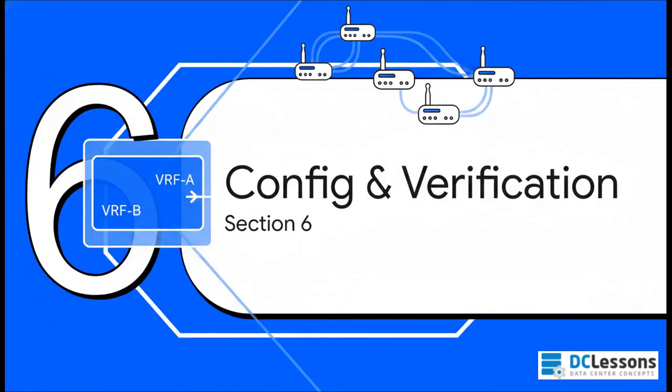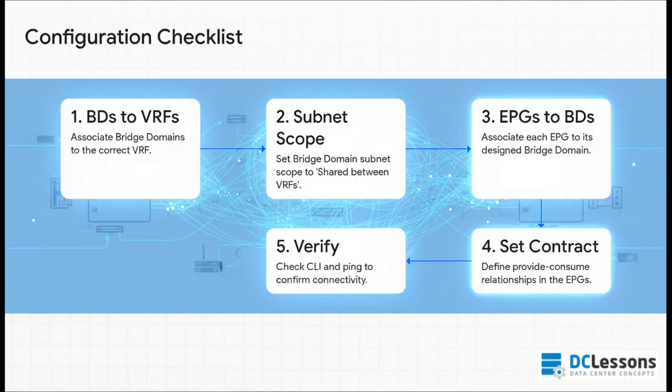Section 6 is our configuration and verification checklist. We're going to walk through the exact step-by-step process to get inter-VRF route leaking up and running, and then, just as importantly, how to prove that it's working. Here's our 5-step plan. Pretty straightforward. First, we associate our bridge domains to our VRFs. Then we configure that critical subnet scope. We'll associate the EPGs, define the contract relationship, and finally, we'll verify our work.